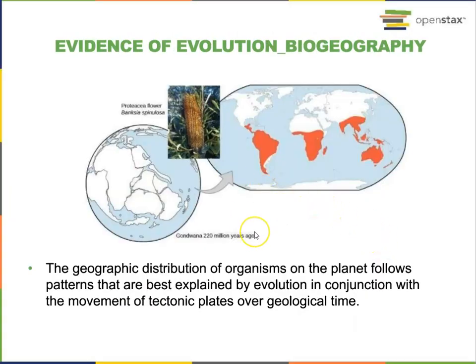Biogeography is another piece of evidence of evolution. The geographic distribution of organisms on the planet follows patterns that are best explained by evolution in conjunction with the movement of tectonic plates over geologic time.